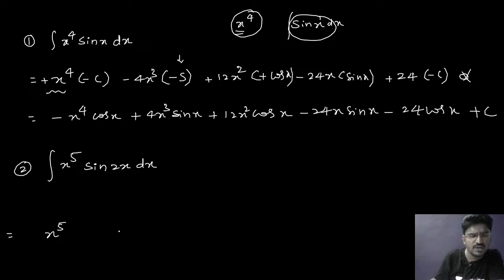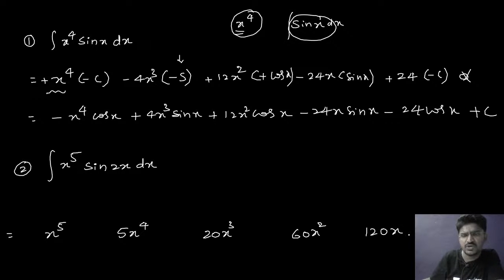Differentiate this, what you will get? 5x raised to 4. You differentiate this, what you will get? 20x cube. You differentiate this, 60x square. You differentiate this, 120x. You differentiate this, you will get 120. Okay, so now the signs are plus, minus, plus, minus and plus.